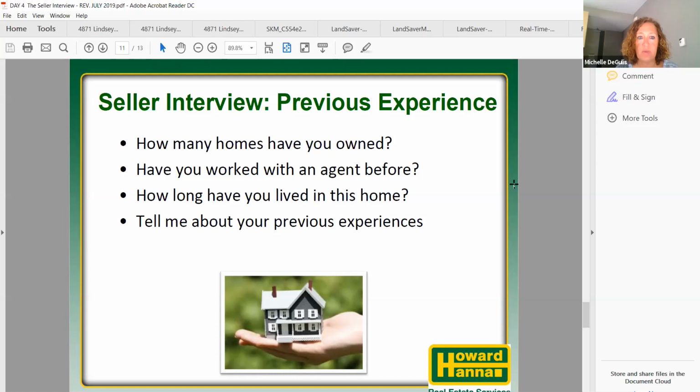It's very similar to how many homes have you owned, and tell me about your previous experiences. Maybe they had a really great previous experience, and you want to hear about that experience and why it made it so great for them. That's something you're going to have to focus on, so you can give them a continued great experience in working with a realtor and selling their home or buying their home. Maybe their previous experience was terrible.